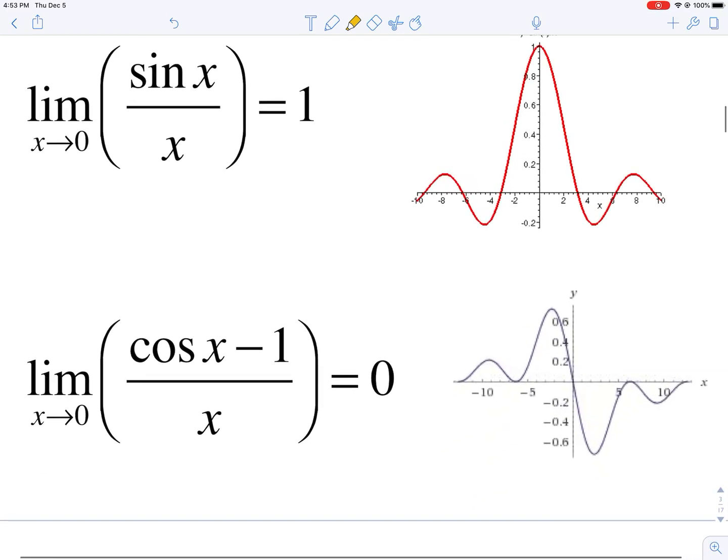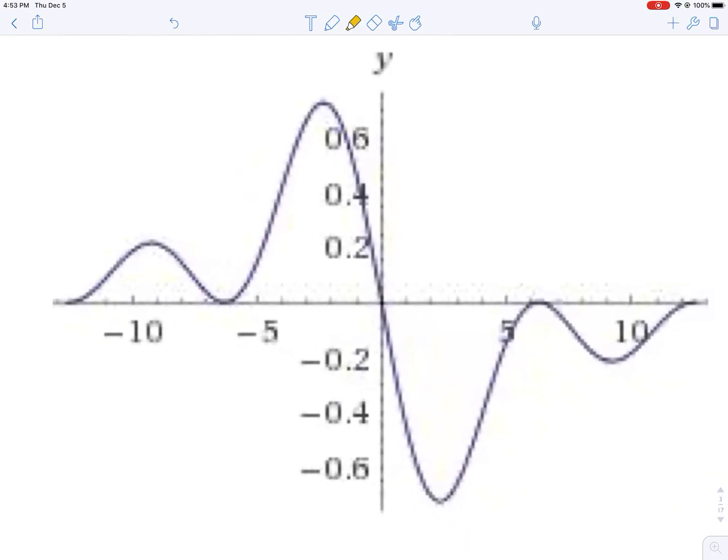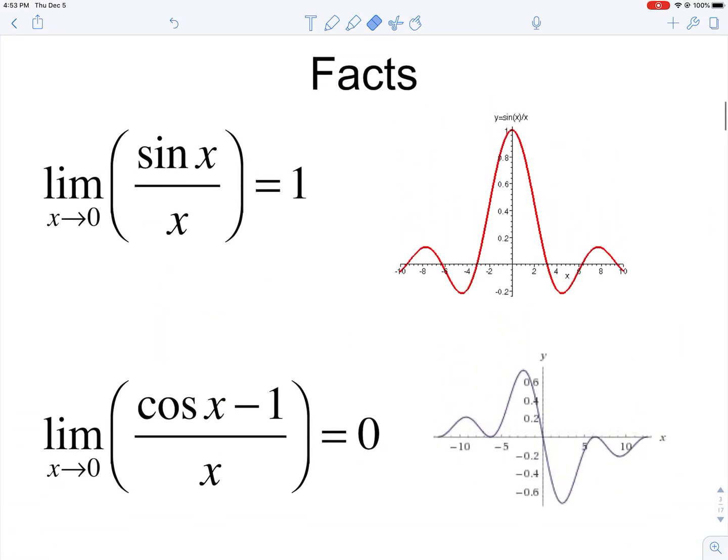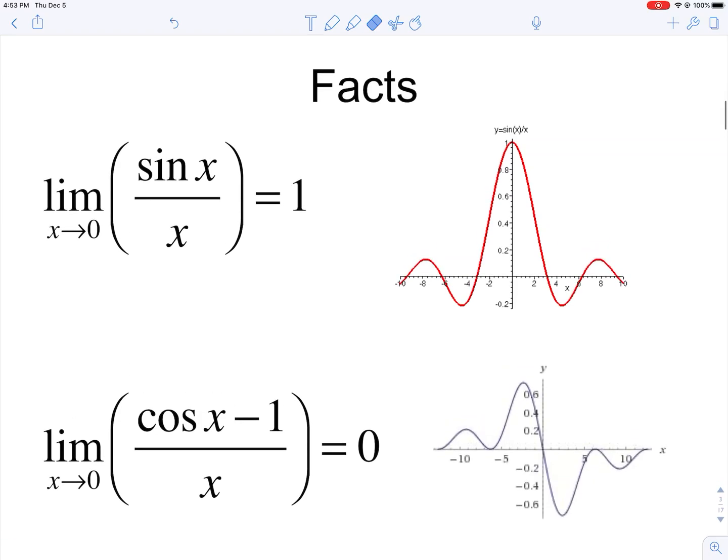And then also that the limit as x approaches 0 of cosine of x minus 1 over x is equal to 0. And again, I'm giving you the graph of that function, and you can see that as x approaches 0 from the left and from the right, the graph is approaching 0. So we're going to come back. We need these facts in order to help us derive the derivative of sine and cosine. So we'll reference these again.